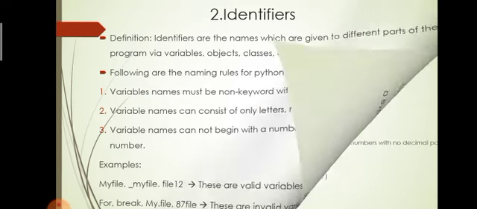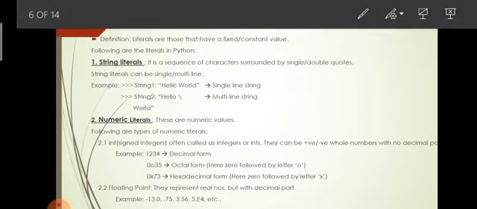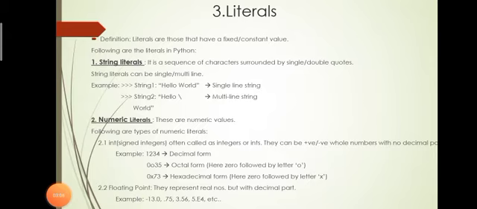Moving forward to the next slide, that is about literals. You use literals in programs, but have you ever tried to know what literals are? So come on, let's see what literals are. Literals are those that have a fixed constant value. Whenever you define a program, you always define a literal. Here are some types of literals.